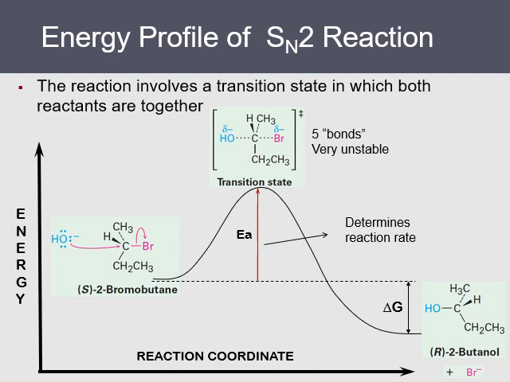Here is the energy profile of the SN2 reaction. This is the energy of the reactants, and this is the energy of the product. The fact that the energy of the product is lower indicates the product is more stable. So thermodynamically, the reaction is favorable. Before the reactants go to the product, they must go through a high energy transition state. Here, the carbon is connected to almost five atoms because the old bond is not broken yet, and the new bond is almost formed but not formed yet. So this is a high energy transition state. The energy barrier here is called the activation energy. This energy determines the reaction rate.